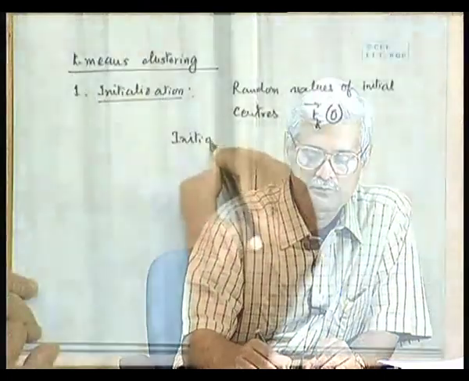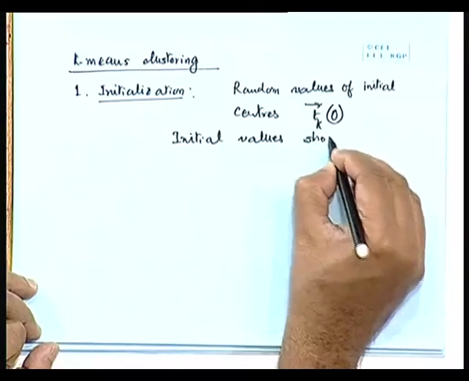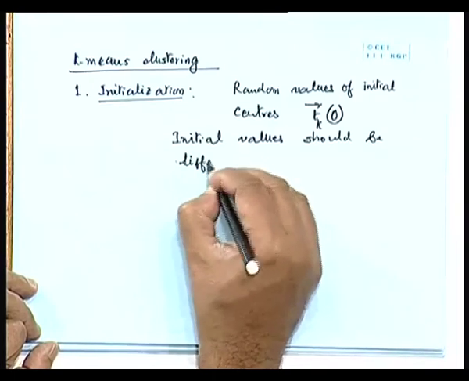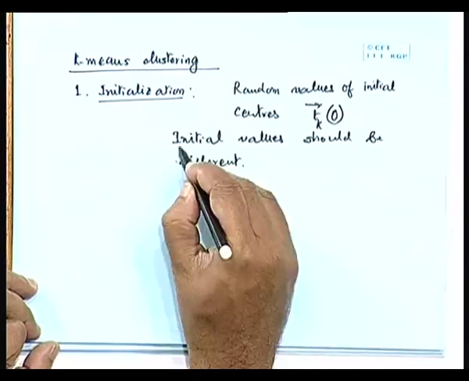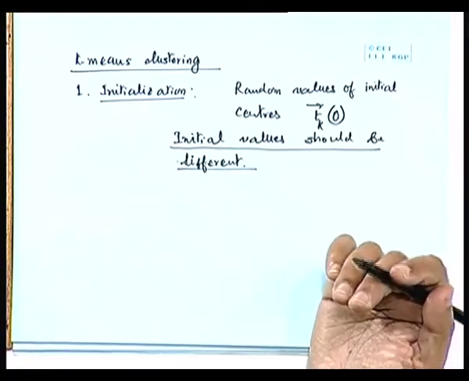This can be chosen as a random value, but the only restriction is that the initial values should be different. It should not be that in the random positioning of the initial centers we happen to place two, or more than one, centers in the same position. That is the only restriction that we impose; that is not allowed.